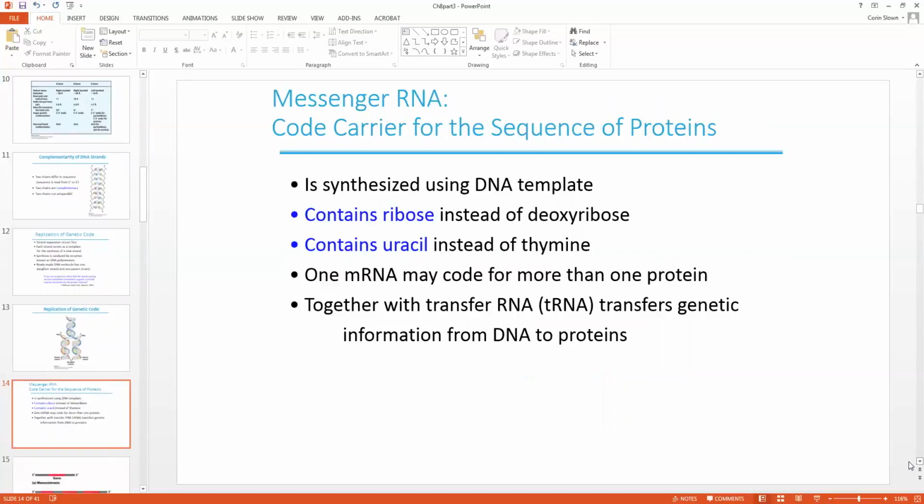Messenger RNA gets synthesized as the carrier for the information that determines the sequence of proteins. It's synthesized using the DNA template. It contains ribose instead of deoxyribose, and it contains uracil instead of thymine. One mRNA can encode for more than one protein. Together with transfer RNA, this is what transfers the genetic information from DNA to proteins.